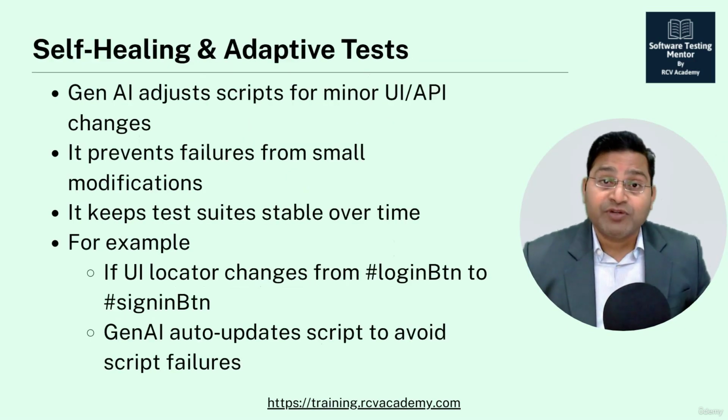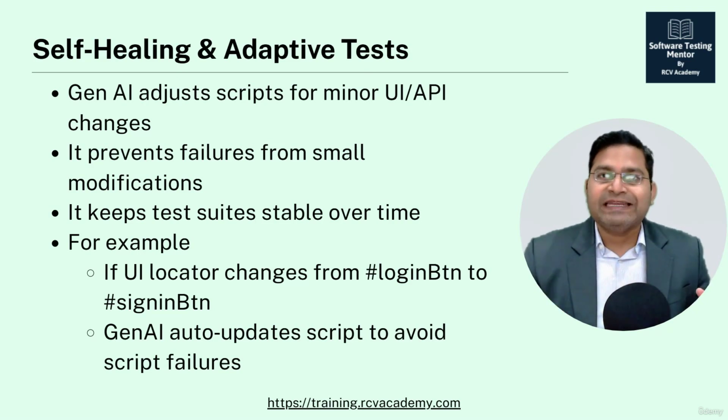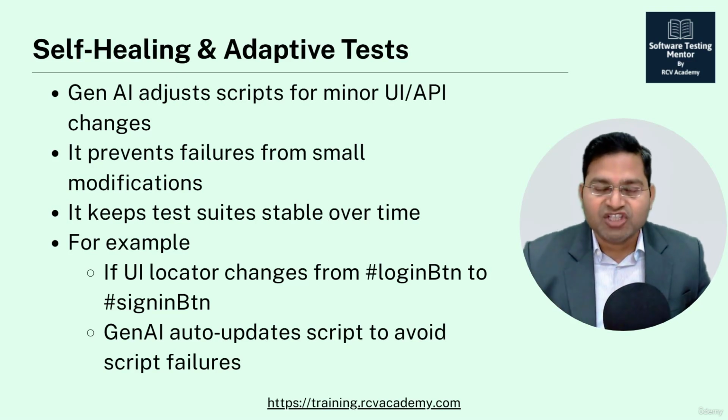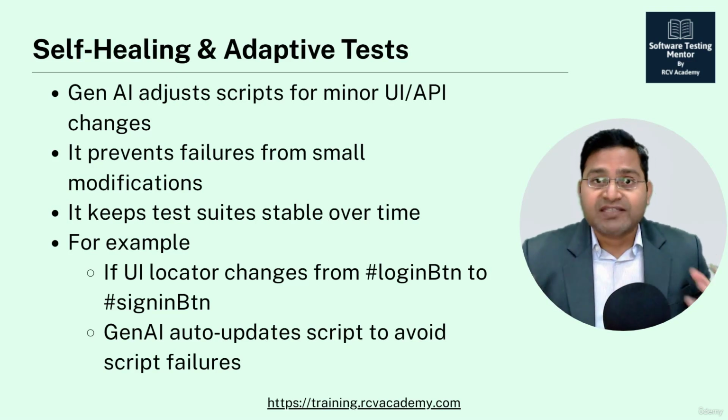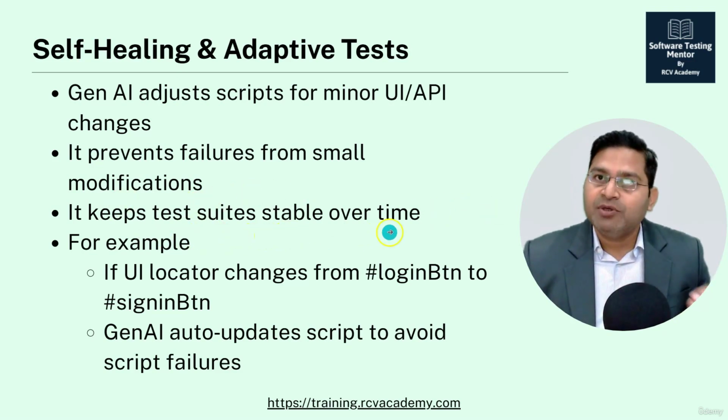Self-healing and adaptive test cases. So generative AI adjusts scripts for minor UI or API changes. If there are changes, for example, in the UI, the locator changes. Okay, so generative AI, instead of failing the script, it can automatically see the changes and modify your steps or test cases or test scripts automatically. So with that, it keeps the test suite stable over time.